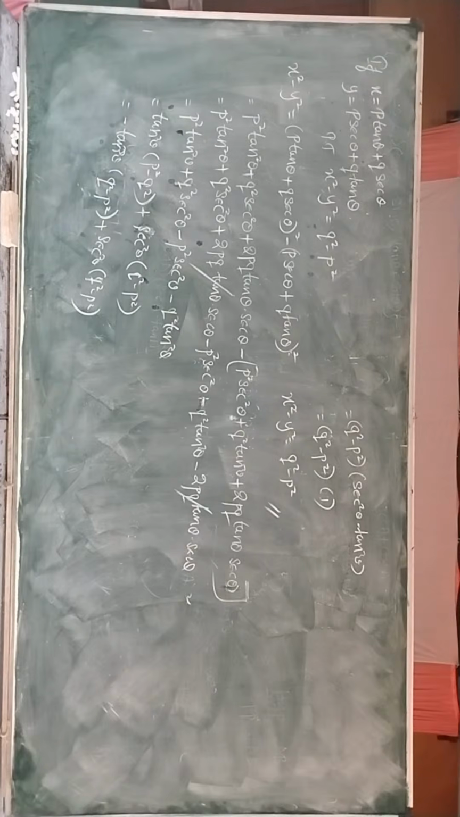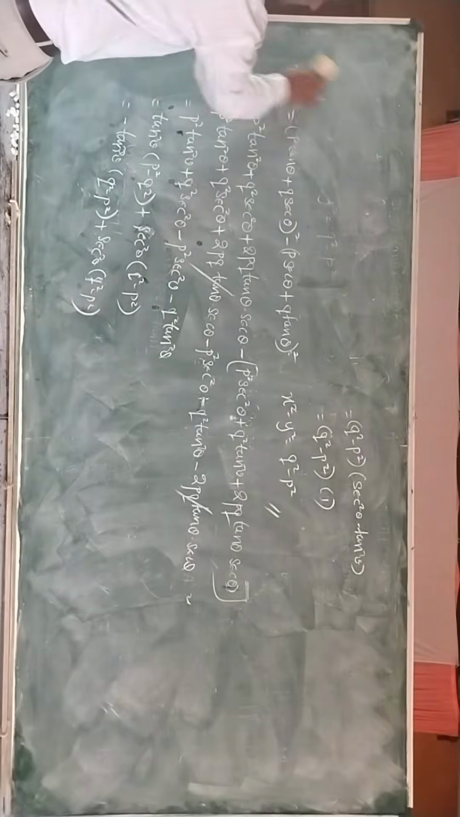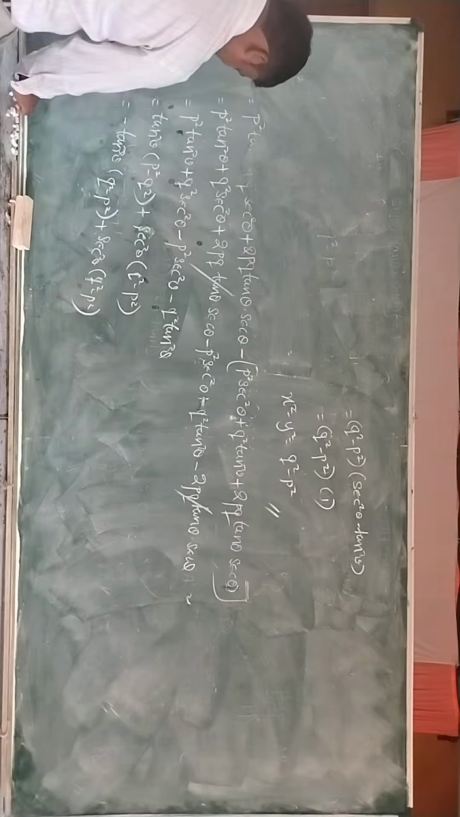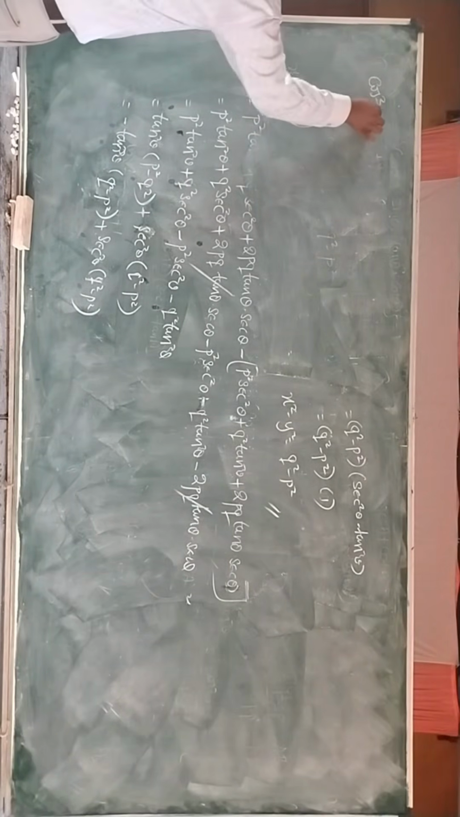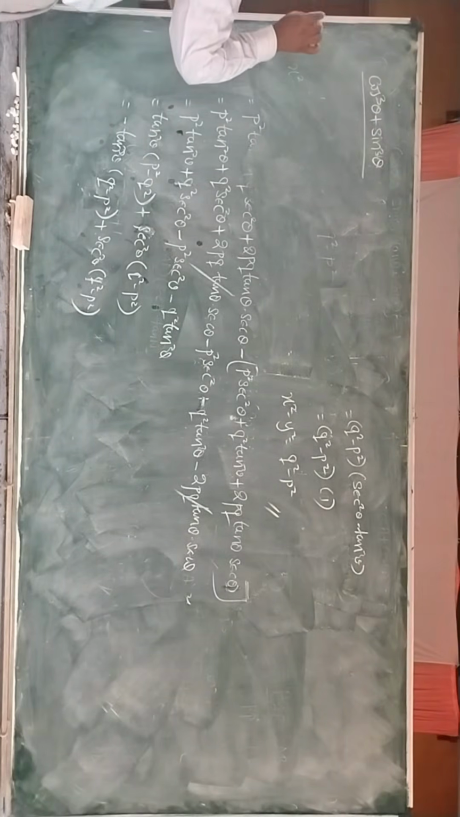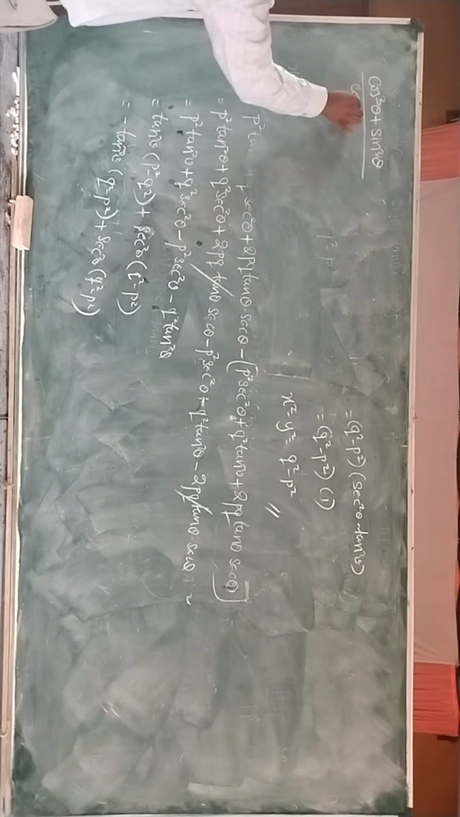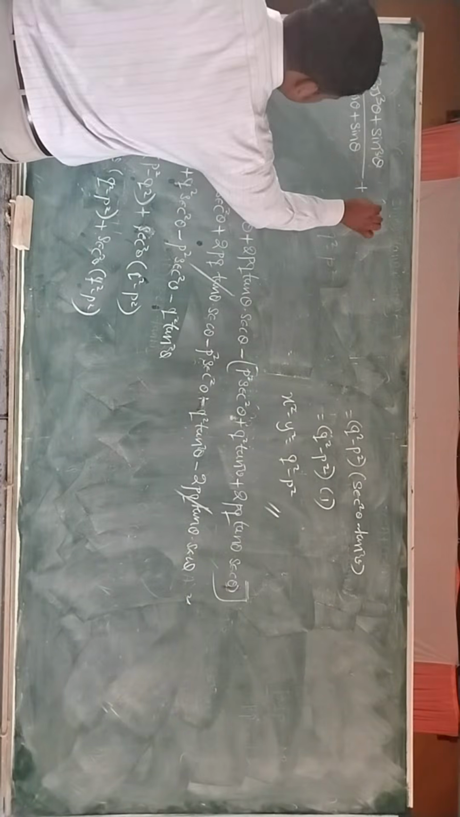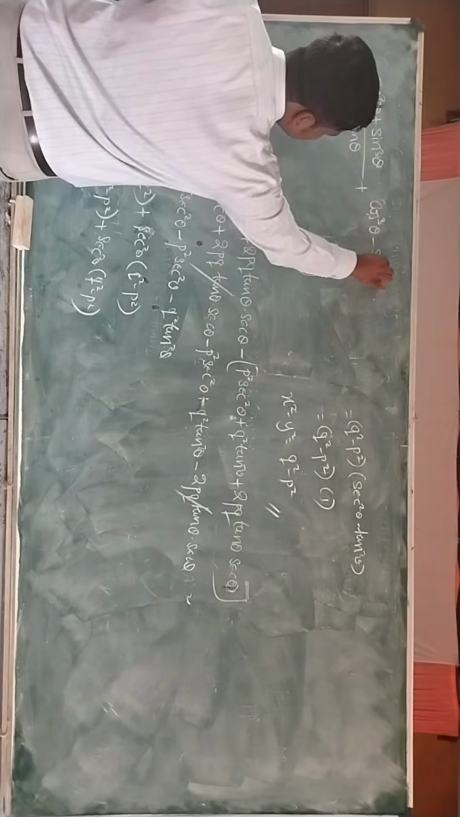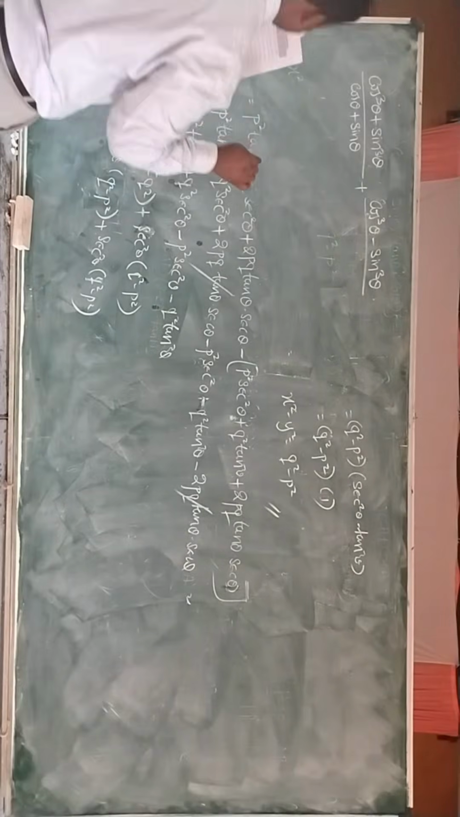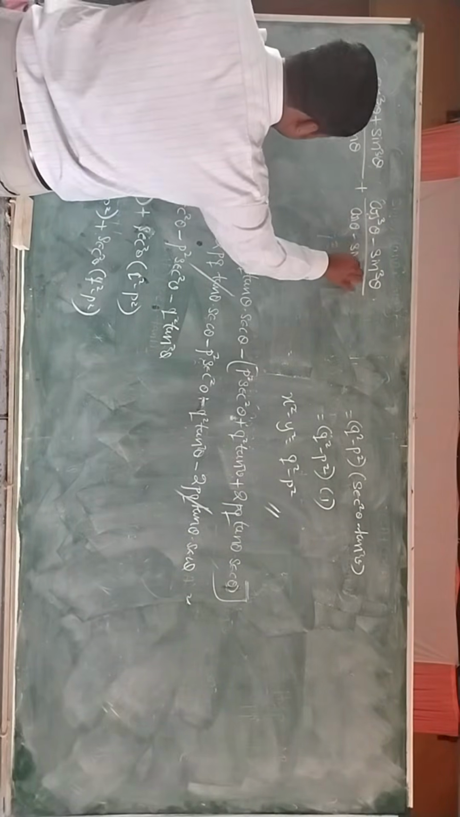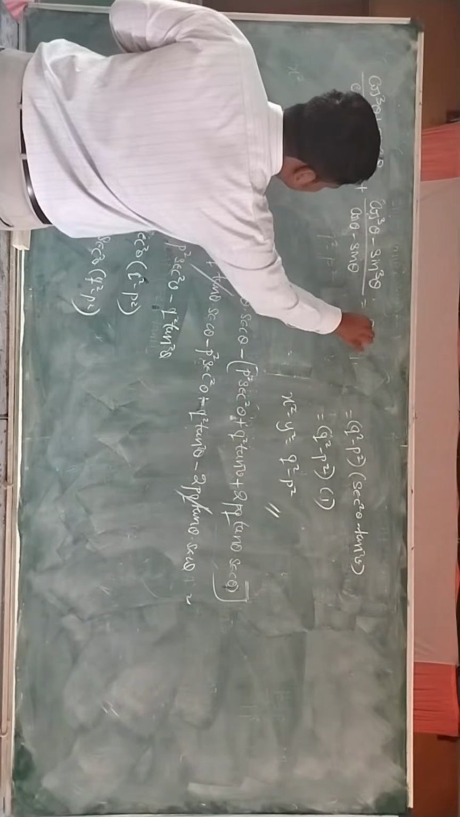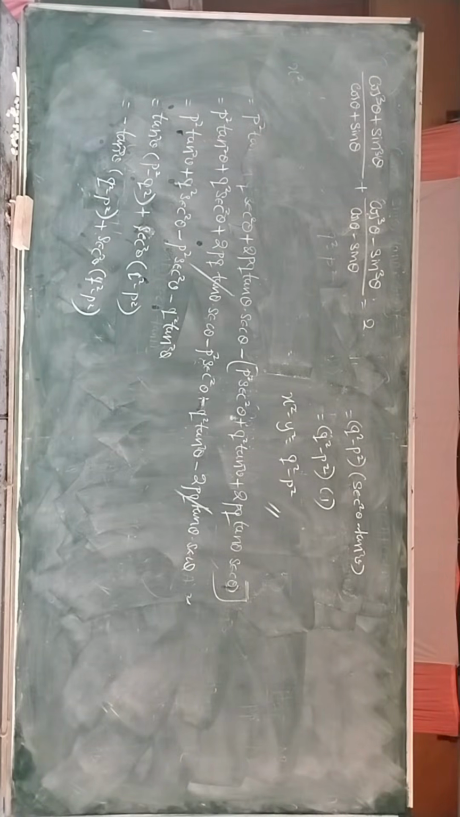Prove that cos cube theta plus sin cube theta divided by cos theta plus sin theta, plus cos cube theta minus sin cube theta divided by cos theta minus sin theta is equal to 2. Prove that.